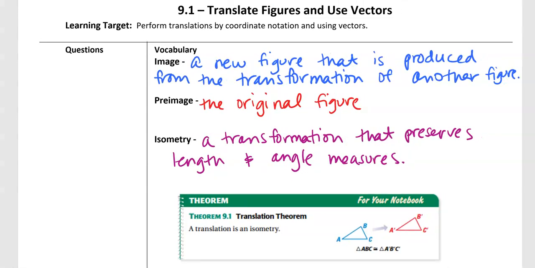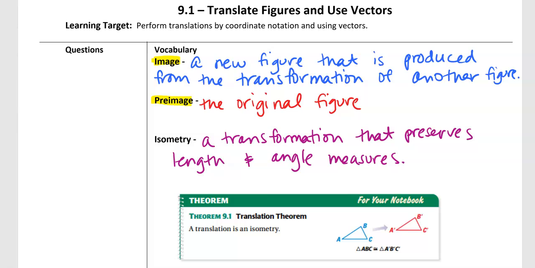The first word I want to define is the word image. So the image is defined as a new figure that is produced from the transformation of another. I like to think of the word image as the answer after some sort of transformation has occurred. So a new figure that is produced from the transformation of another figure. Pre-image is just the original figure. So you have an original figure and then a new figure. The original is pre-image, the new is image.